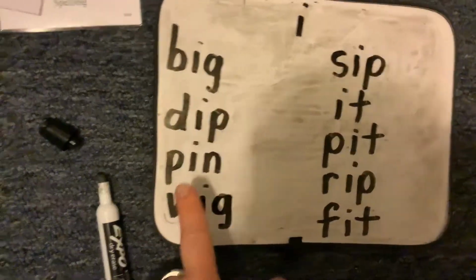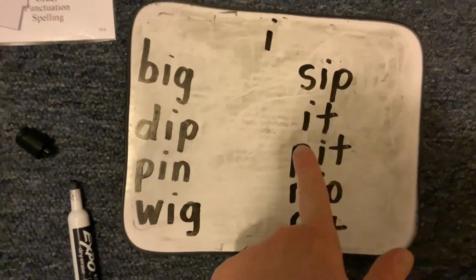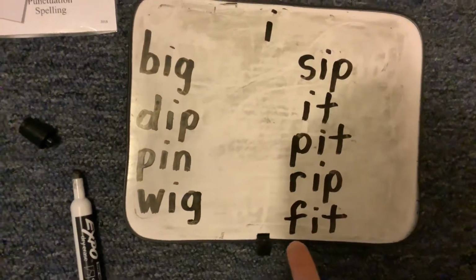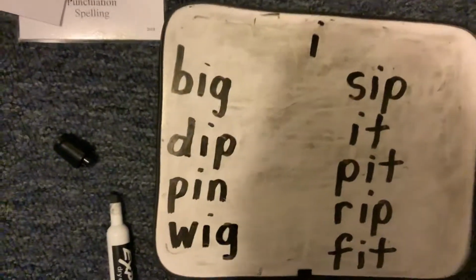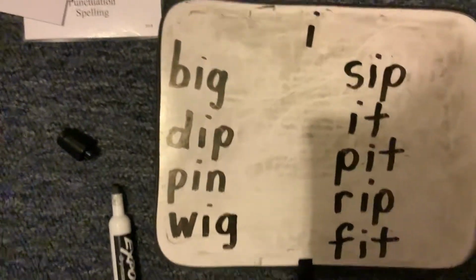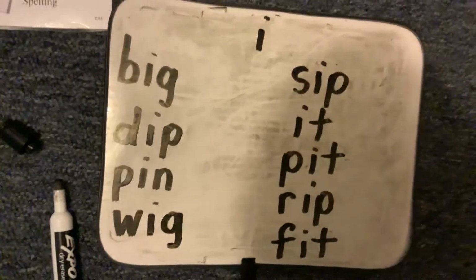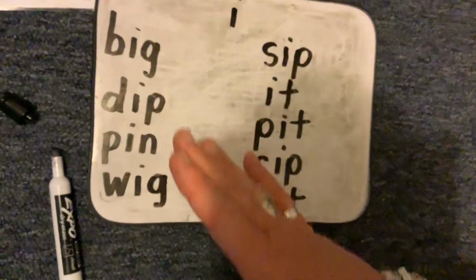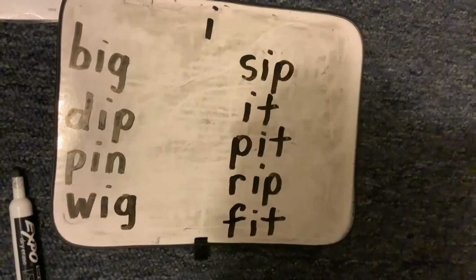Dip, pin, wig, sip, it, pit, rip, fit. So let's make sure we know all these words. A pin, P-I-N, is something you wear on your shirt, or you get an award and they pin it on you. And a pit could be a hole, a deep hole, or it could be a seed, like a peach pit. That's a big seed in the middle of the fruit.